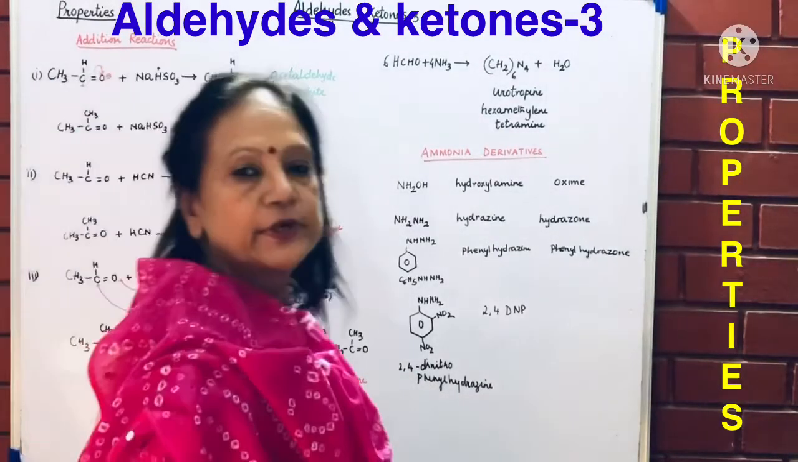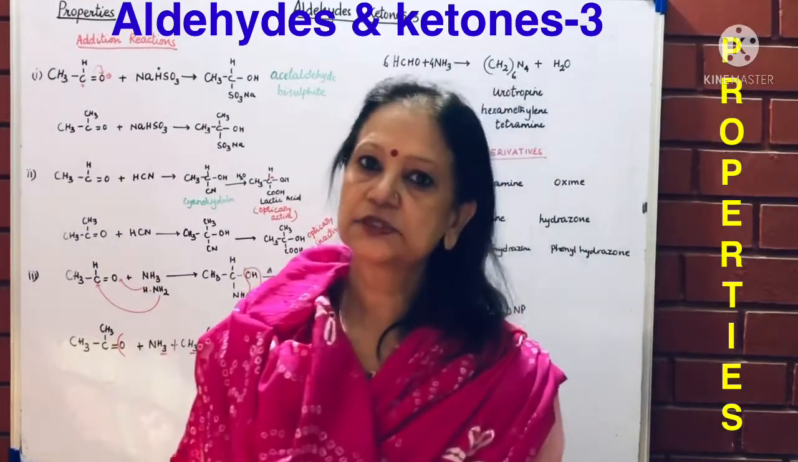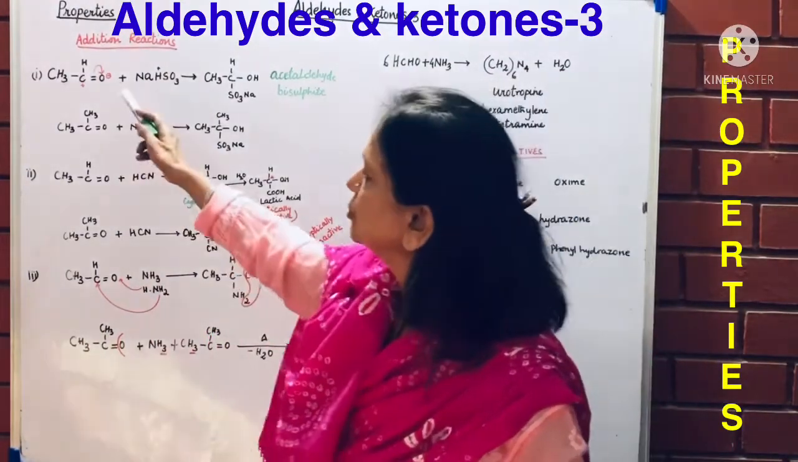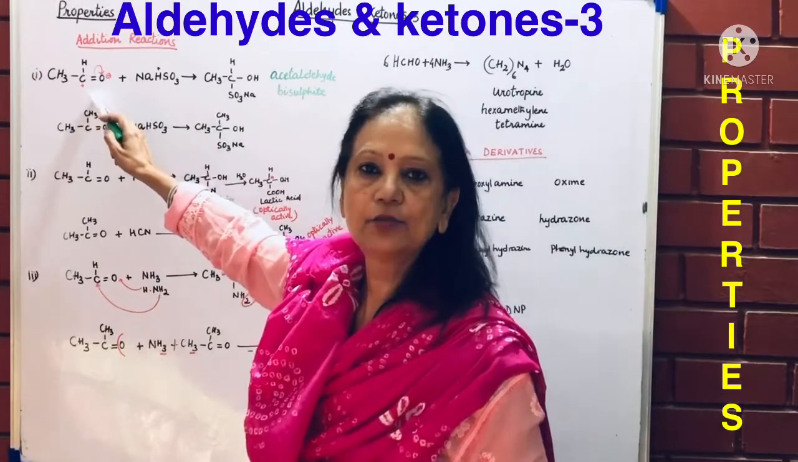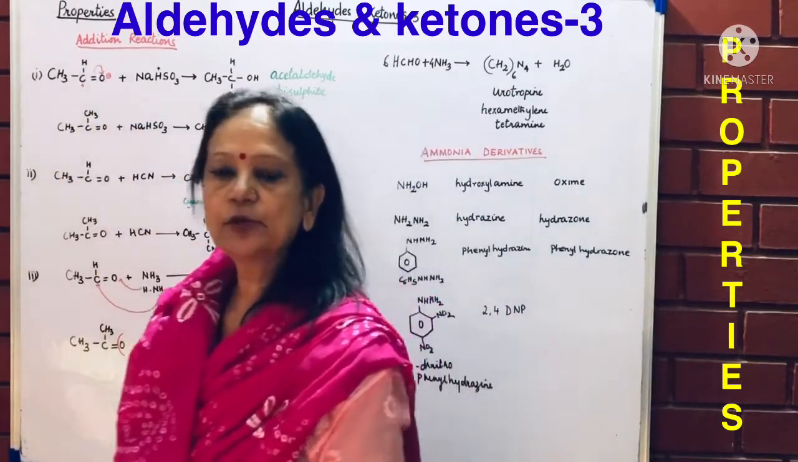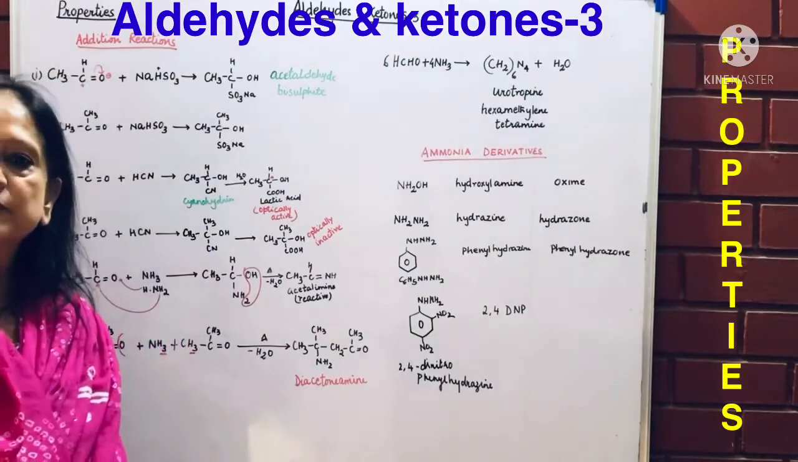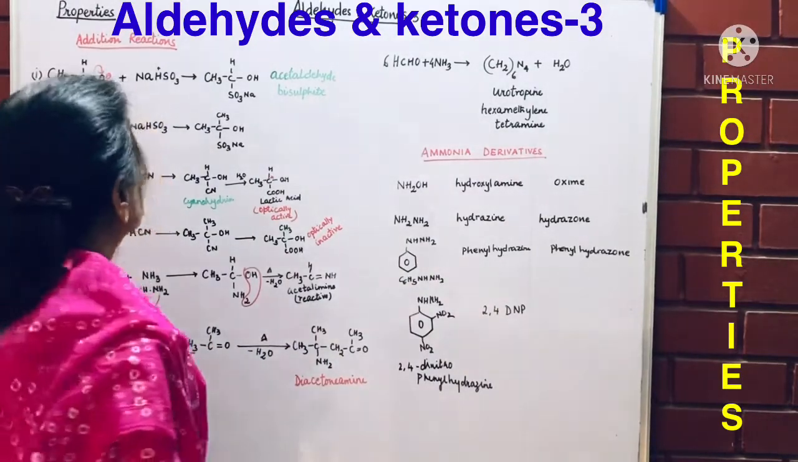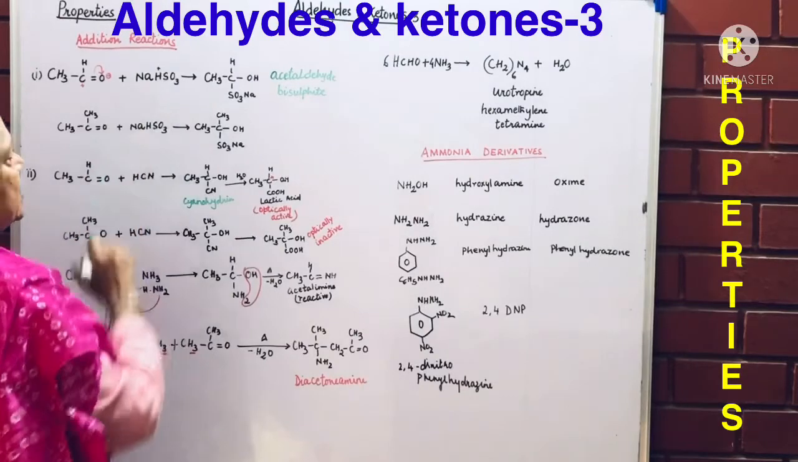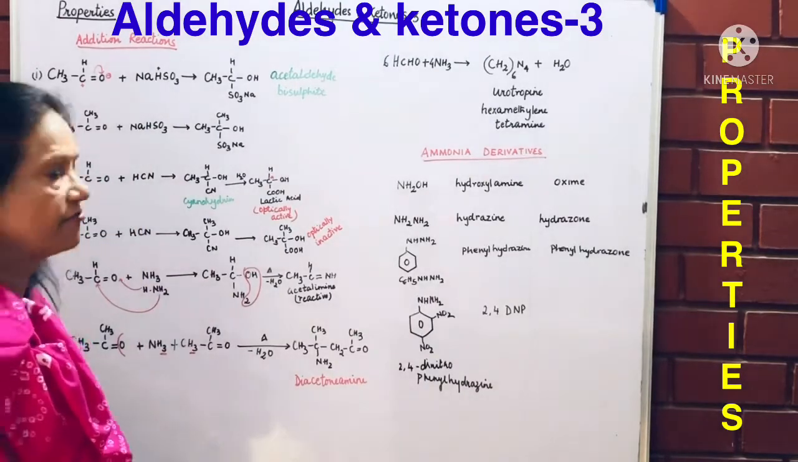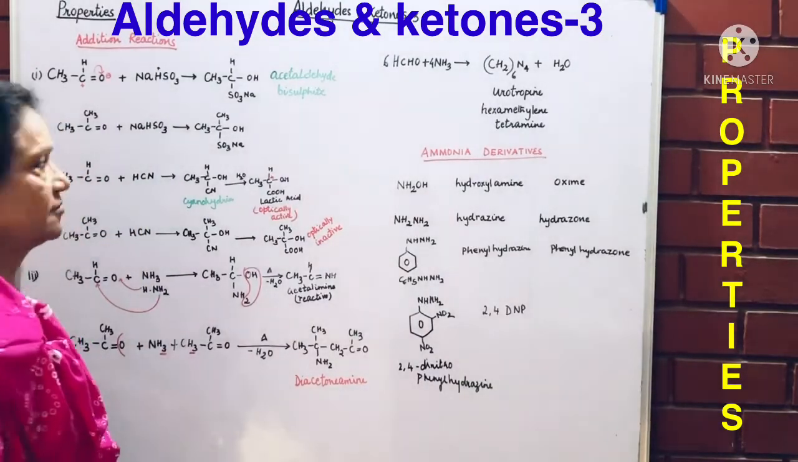Let's look at the properties of aldehydes and ketones. Now, I have mentioned before that all reactions occur at the carbonyl group, and since it is a double bond compound, addition reactions can take place and the product will contain a single bond. So the first reaction is with NaHSO3, sodium bisulfite or sodium hydrogen sulfite.